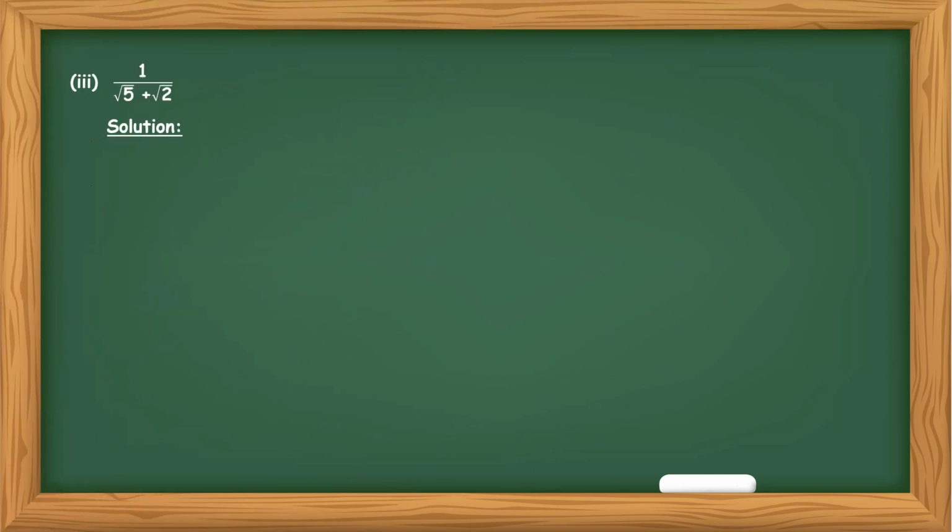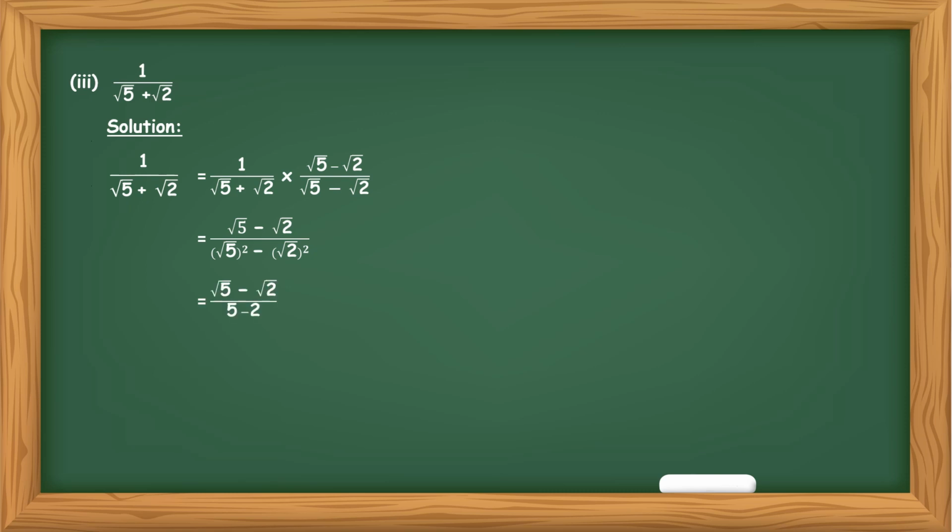The third question given to you is 1 by root 5 plus root 2. So again you will have to multiply by the conjugate. The conjugate is nothing but root 5 minus root 2. So again 1 into root 5 minus root 2 would be root 5 minus root 2. The denominator is again of the form a plus b into a minus b, which is a square minus b square. So it's root 5 the whole square minus root 2 the whole square. So root 5 minus root 2 by 5 minus 2, and 5 minus 2 is 3. So it's root 5 minus root 2 by 3.